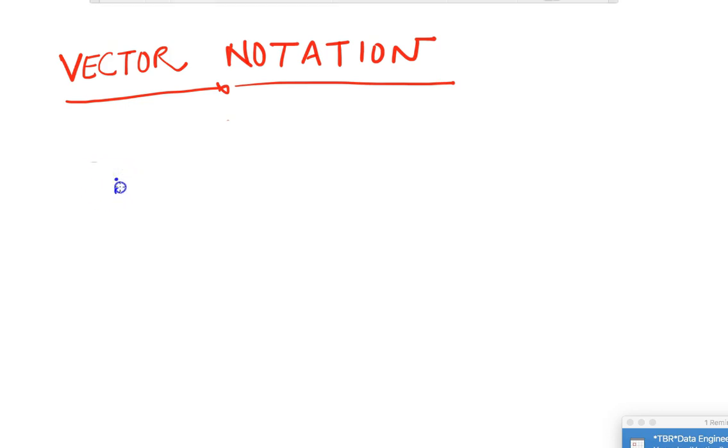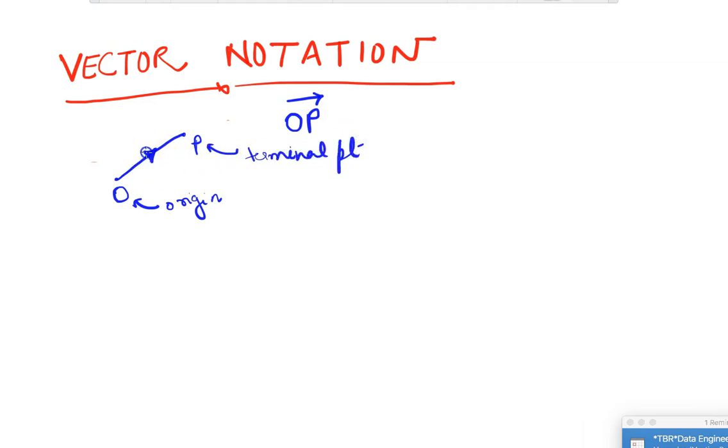So let's consider a point O and point P just connected by a line with a direction. So what we call this is OP with the arrow sign, which represents a vector. So this is OP vector. So any vector would have an origin, a terminal point, and a direction.